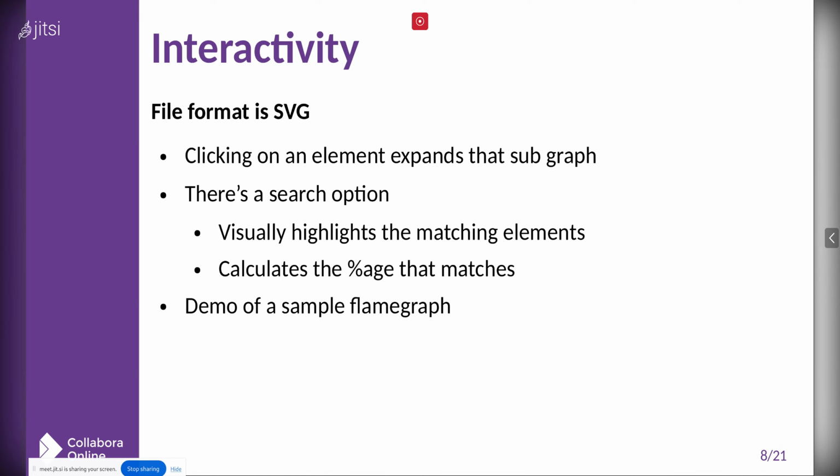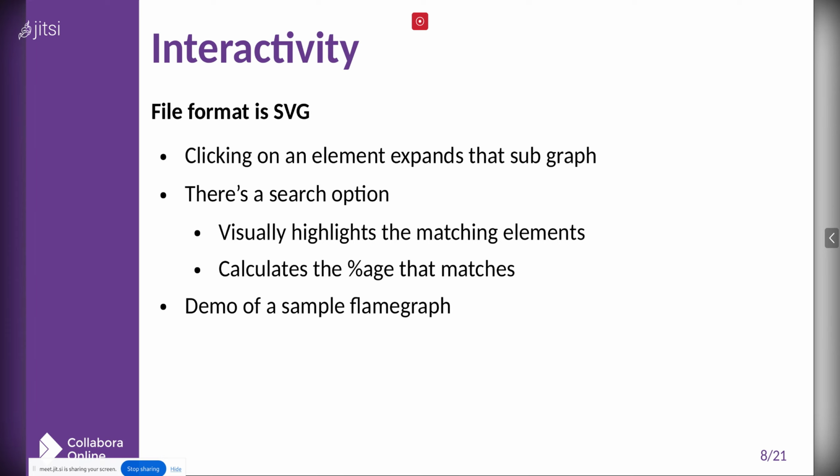Flame graph output is SVG. There's interactive stuff built into the SVG. You can click on an element and it'll expand that to give you an expanded view of what you've clicked on. So you can click in and out to zoom in and zoom out. There's a search option where you can search for things that you see on it, and then it'll highlight those and add up the percentages of those things.